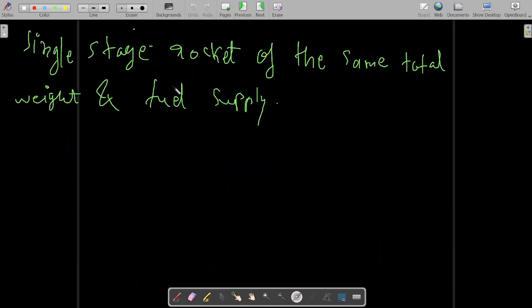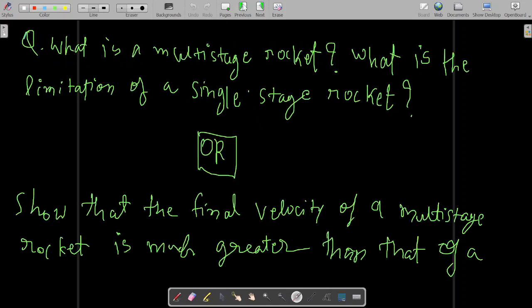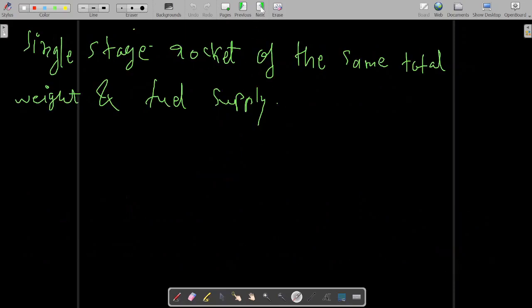Now if the weight of the rocket initially for a single stage rocket and for a multi-stage rocket is the same total weight, and the fuel supply is also the same, then you will have to show that the multi-stage rocket attains a much higher velocity as compared to a single stage rocket. This is the thing which you have to show over here, okay.